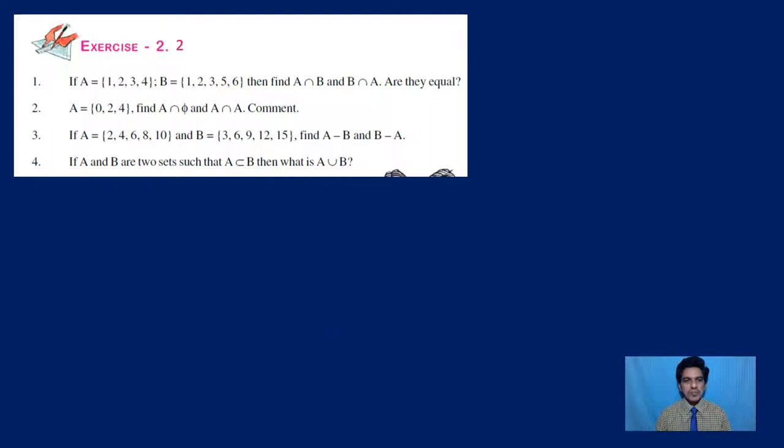Here is the first problem. If A is set of 1, 2, 3, 4, B is set of 1, 2, 3, 5, 6, find A intersection B and B intersection A. Are they equal? So, actually, this exercise will have problems involving union, intersection, and difference.